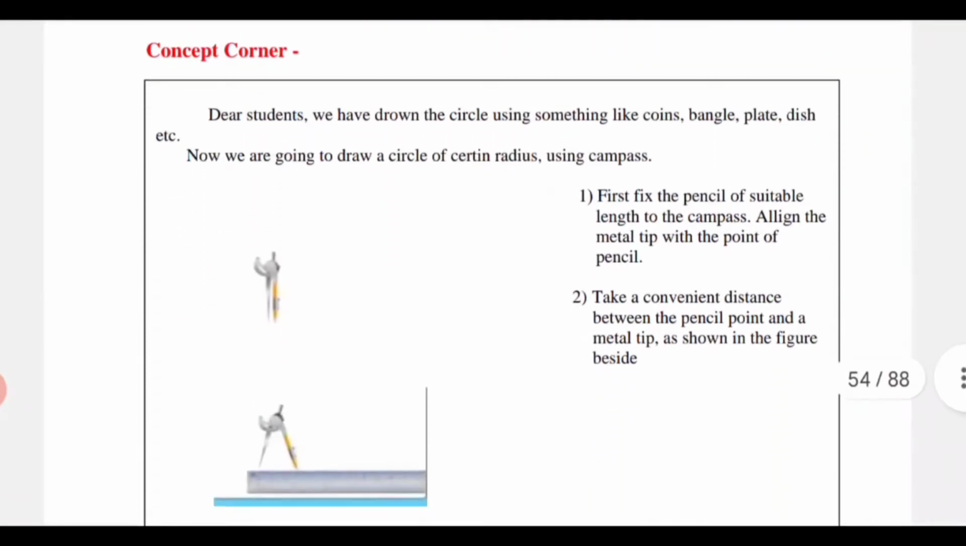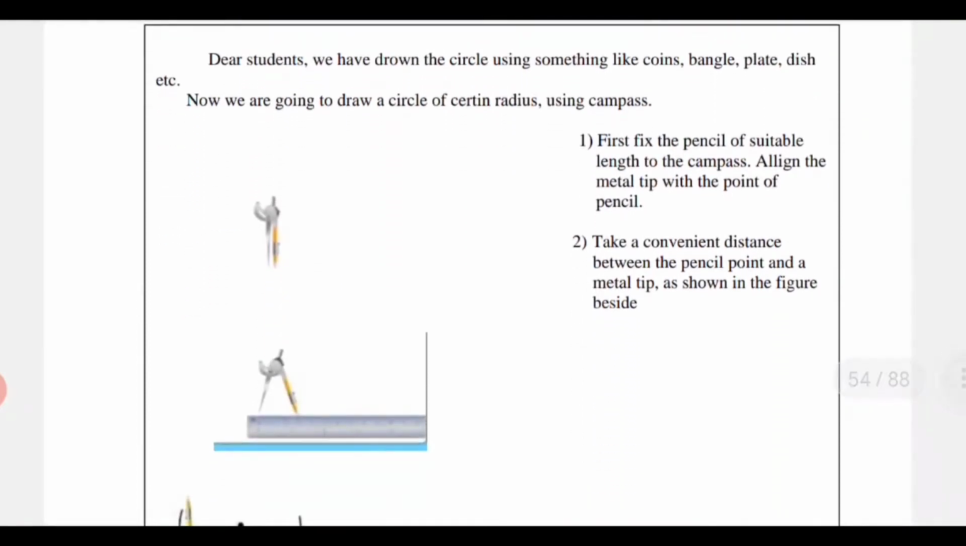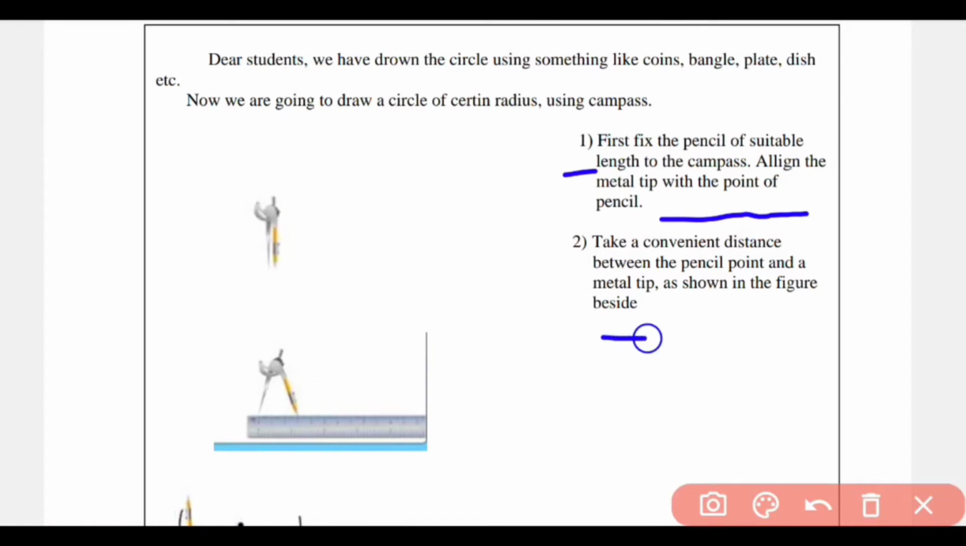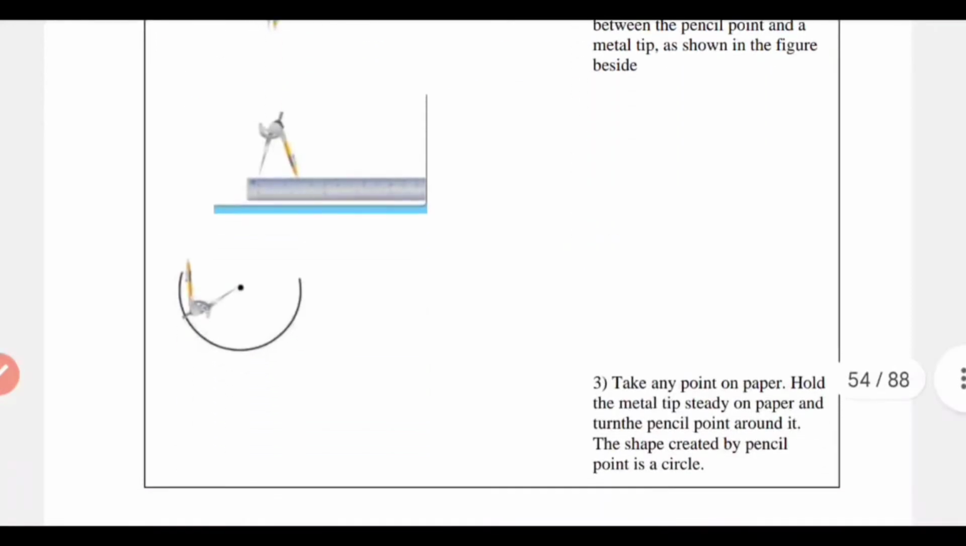So in the concept corner you all can see that with the help of compass and ruler the circle is drawn. First fix the pencil. Can you see this first point over here? This is the first point. We have to fix the pencil of suitable length to the compass. Align the metal tip with the pointed pencil and then take the convenient distance between the pencil and the point of the metal tip, as shown in the figure beside. Here you can see the convenient distance is taken and then the circle is drawn.